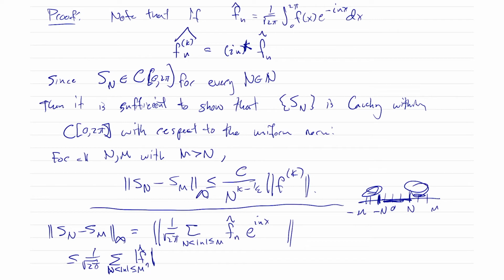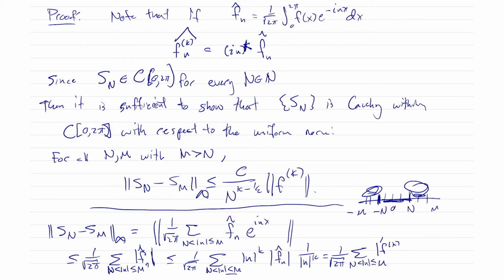Now, if I multiply and divide by the absolute value of nk, then what do I get? So I get 1 over square root of 2 pi times the sum of absolute value of n less than m. So we're going to have n absolute value of k, fn hat, times 1 over the absolute value of nk. And we know that this is, just like I said before, going to be related to this. So that gives me this. This is equal to 1 over square root of 2 pi times the sum capital N less than absolute value of n less than or equal to m. And we're left with fk hat sub n times 1 over nk. Okay.